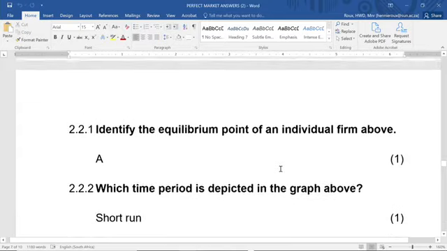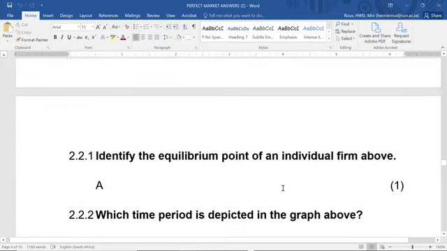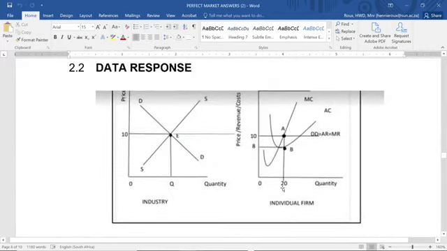Question 2.2.1, which time period is depicted in the graph above? And if I remember from the characteristics that we did, it said that economic profit is made in the short run. And this here is representing economic profit because there's my revenue line, right? Which will be 10 times 20, which is equal to 200. There's my cost coming here below the revenue, which is going to be 8 times 20 is 160. So it's 200 minus 160, which gives me a profit of 40.